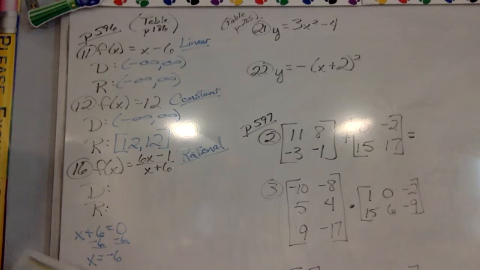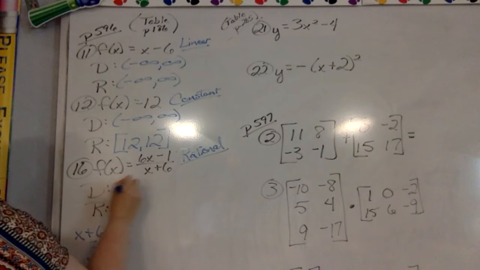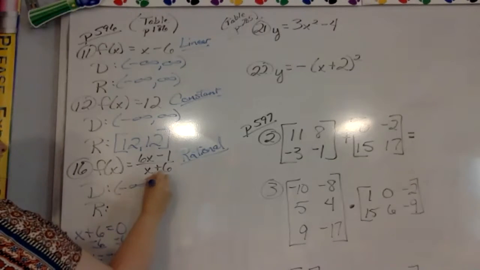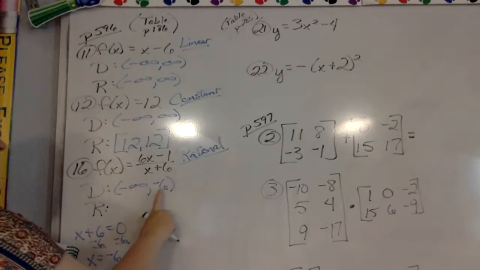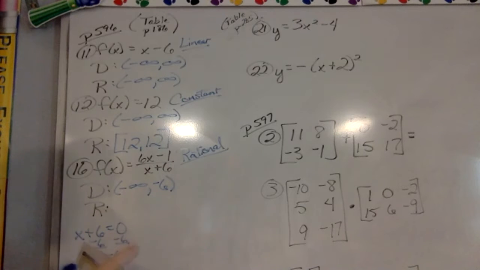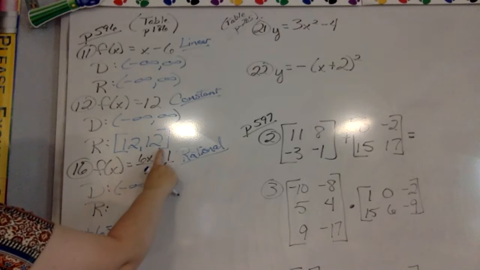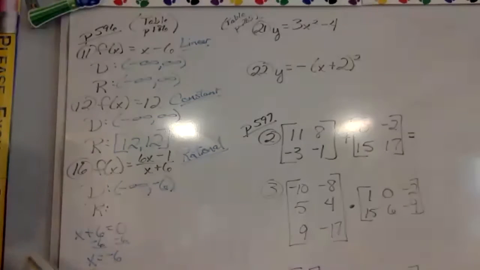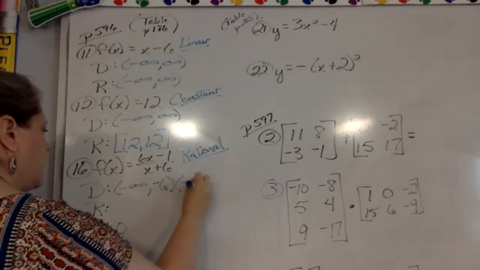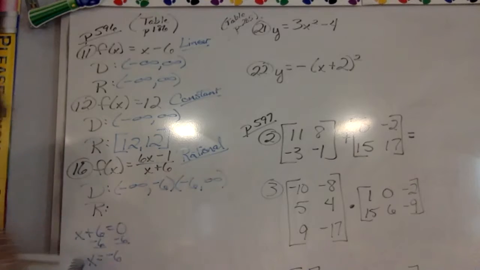So now we're going to write that as it goes from -infinity to -6, but it doesn't include -6 because I put parentheses. If it includes the number, remember, we put brackets. We talked about interval notation again yesterday. And it goes from -6 to +infinity.